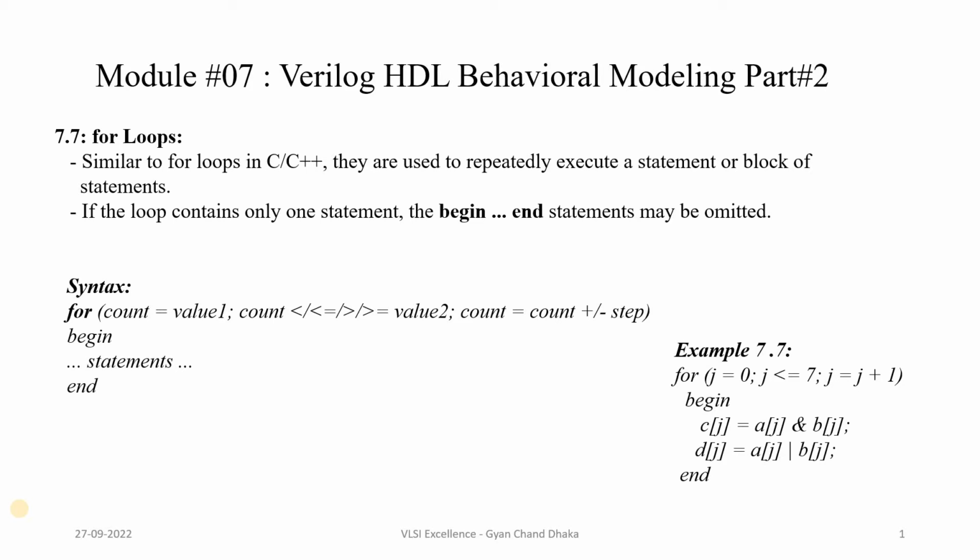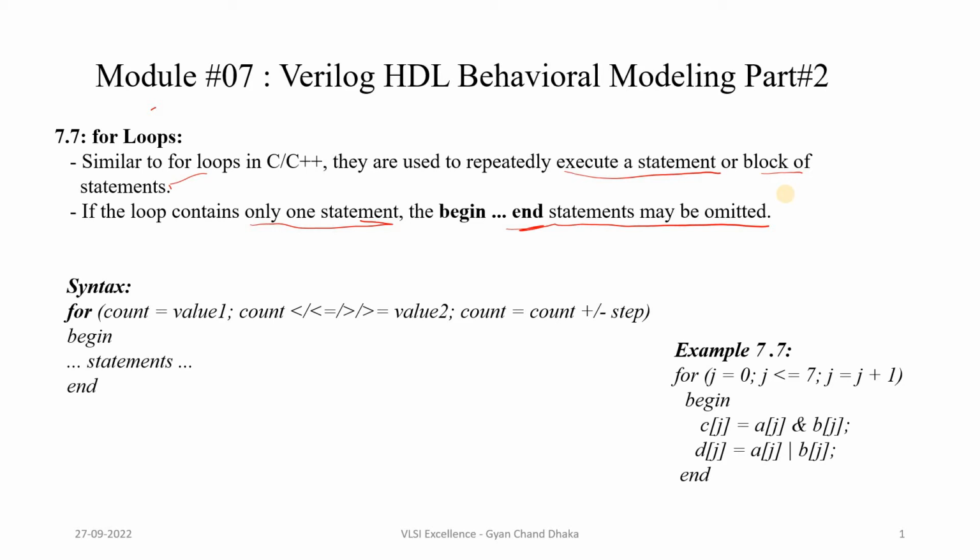First of all, we are going to learn about the for loops in Verilog HDL. Similar to C++, for loops are used to repeatedly execute a statement or blocks of statements. And the important point is, if the for loop contains only one statement, the begin and end keywords can be omitted. Now let's see the syntax for the for loop.